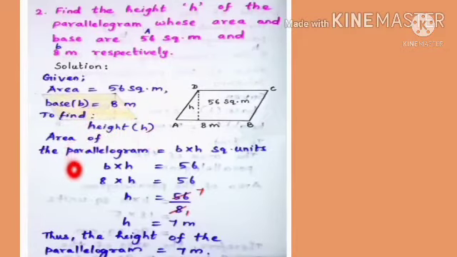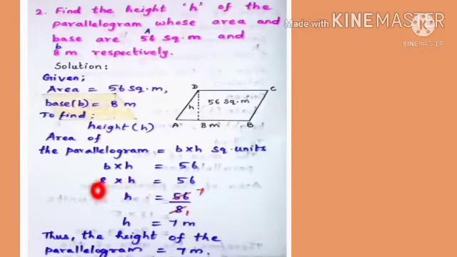And we know that area of the parallelogram is base into H, height square units. So which is given, that is 56 square meter. So B into H square meter. So we can equate 56 with B into H. That is B into H is equal to 56. Now what is the value of B? It is 8 meter. So 8 into H is equal to 56. Here we need the value of H.